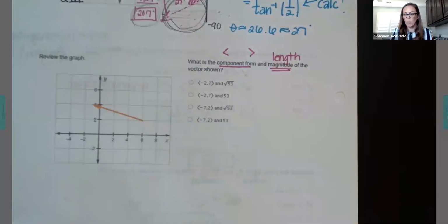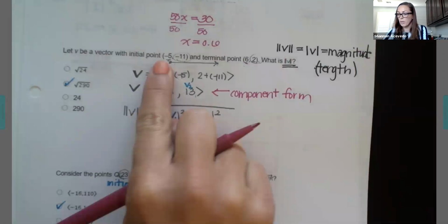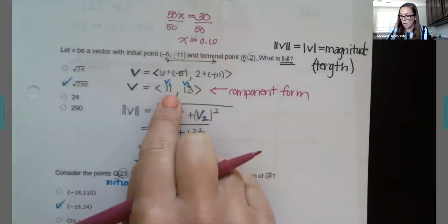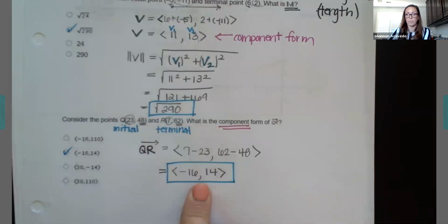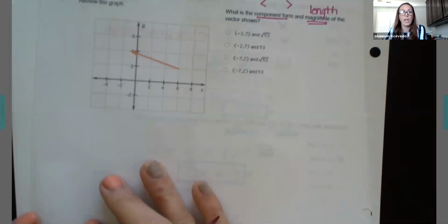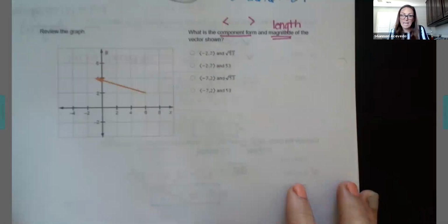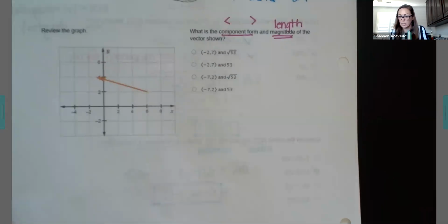So component form. Well, when we've been doing component form, we were given an initial point and a terminal point, and we put it in component form. But in this one, all I have is a graph. That's because we can pick off those points. We can get the points ourselves.